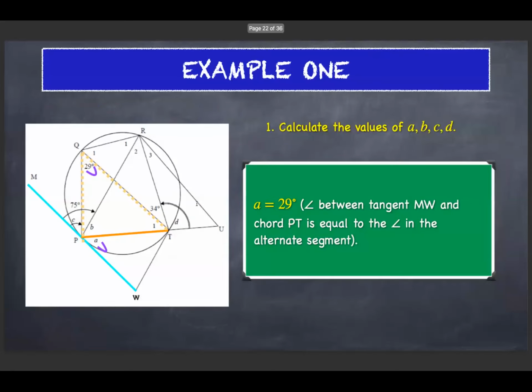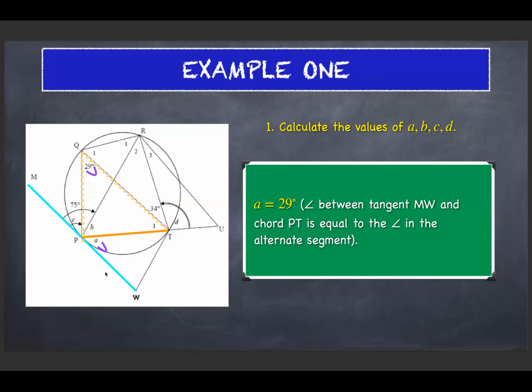Okay, so firstly, what we notice with angle A here is that it is an angle between a tangent and a chord. Remember, we said MW is going to be the tangent, and we've got PT being a chord, right? PT is just a regular chord because it's just a line between 2 points on the circle. So we've got PT there, and then you look at the angle between them, which is going to be A. So that's the angle we want to figure out.